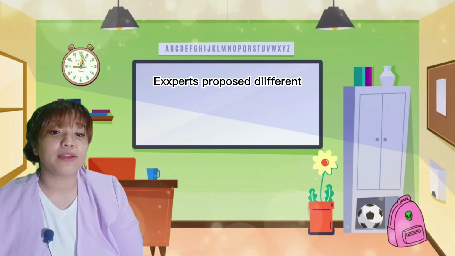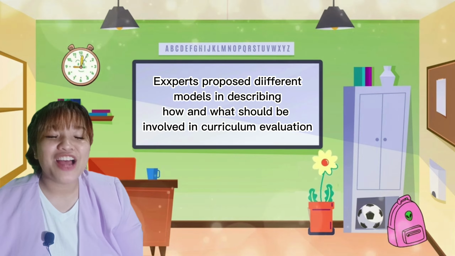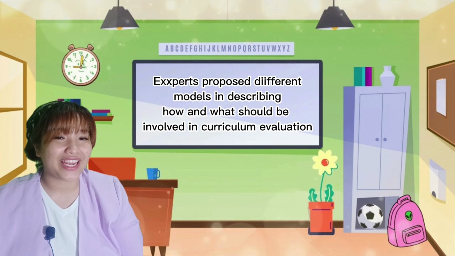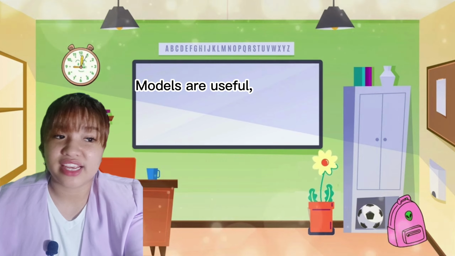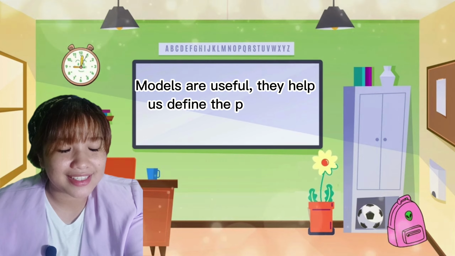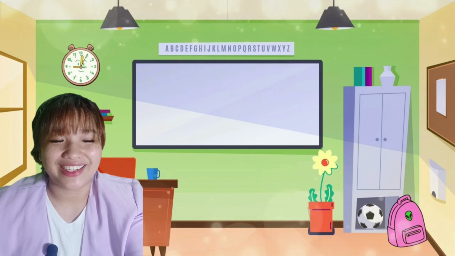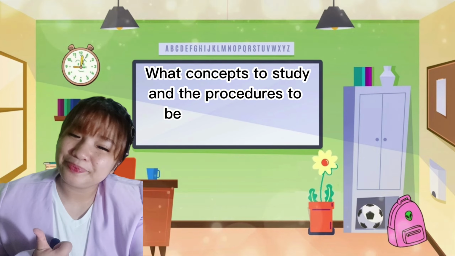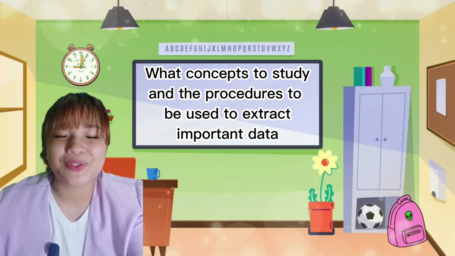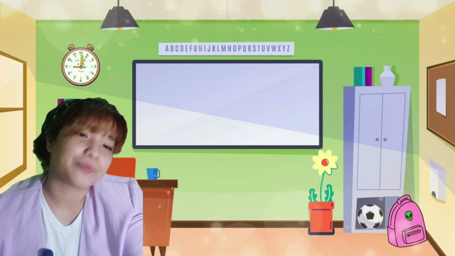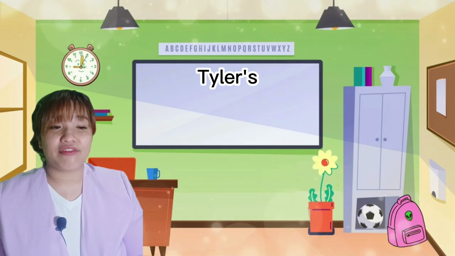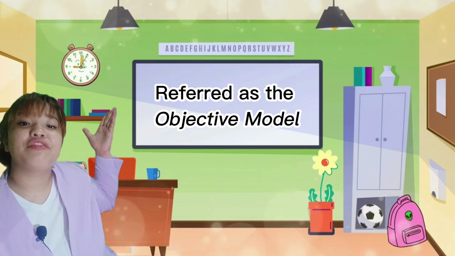Several experts have proposed different models describing how and what should be involved in evaluating a curriculum. Models are useful because they help us define the parameters of an evaluation, what concepts to study, and the procedures to be used to extract important data. We have the first model, which is Tyler's evaluation model. It is often referred to as the objective model.